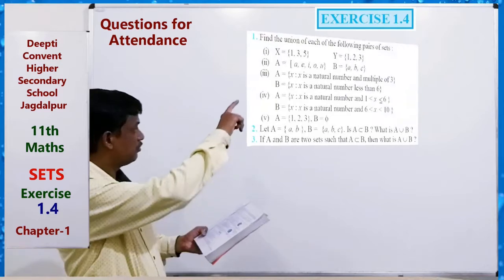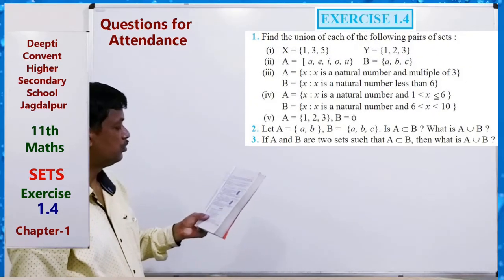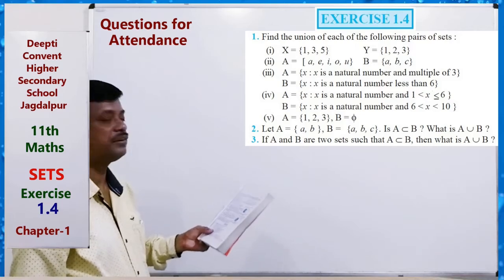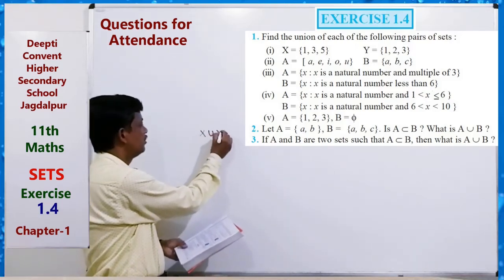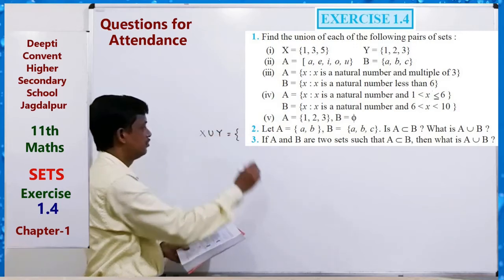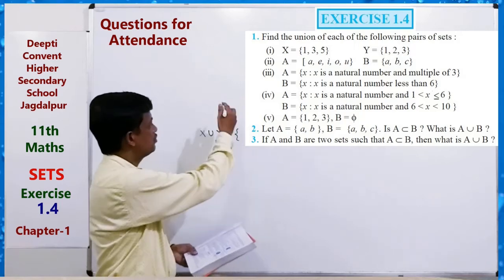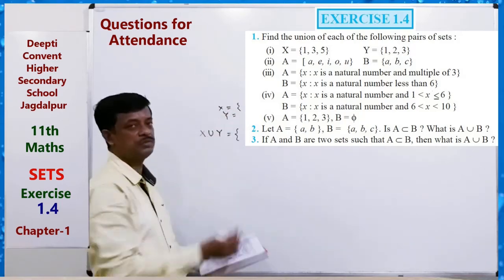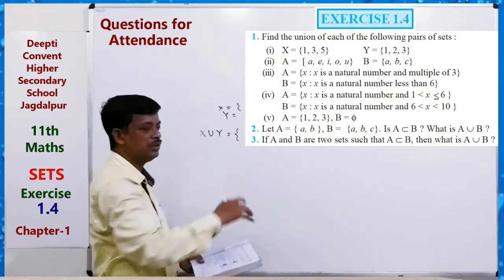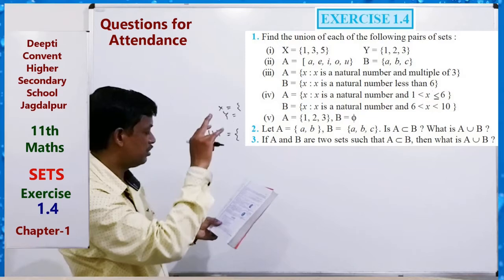First, X equals 1, 3, 5, Y equals 1, 2, 3. We just have to write what X union Y equals. First of all, write X equals this, Y equals this, and union means all the elements of X and Y, writing common elements a single time. So what? 1, 3, 5, 1, 2, 3.